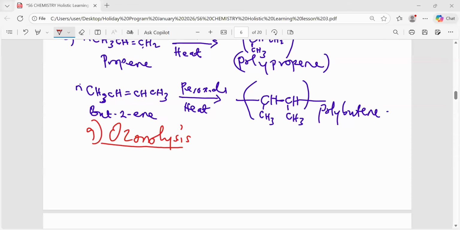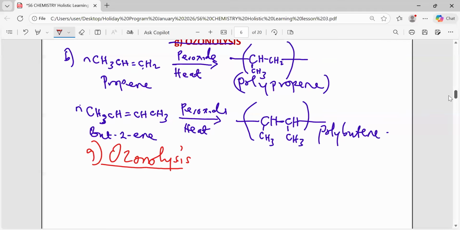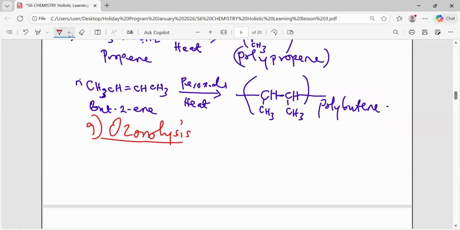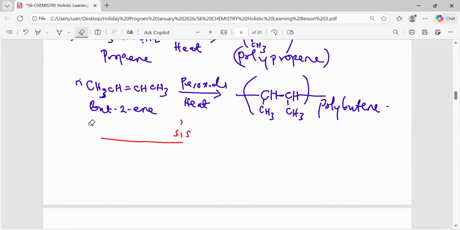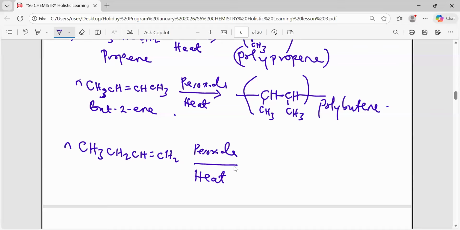Teacher, my question was, why do they branch the methyl groups? Oh, very good question. Why do they branch the methyl groups? Before I answer you, Jackson, can I give you one last example? I have NCH3, CH, H2. I have a peroxide and I have heat. Which product do you think I'll get?